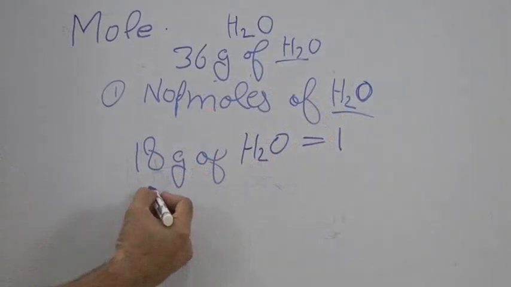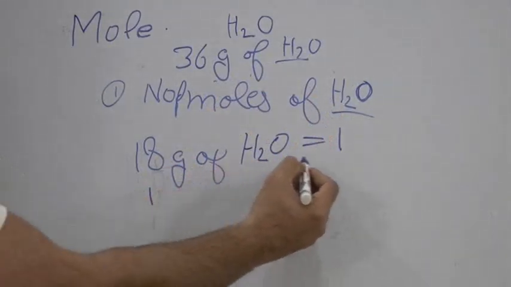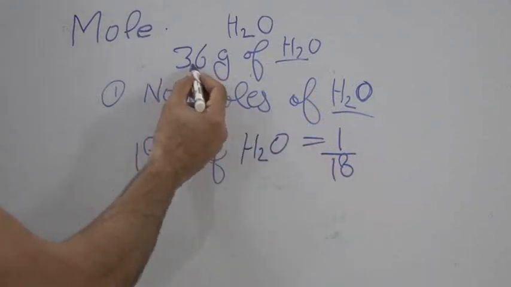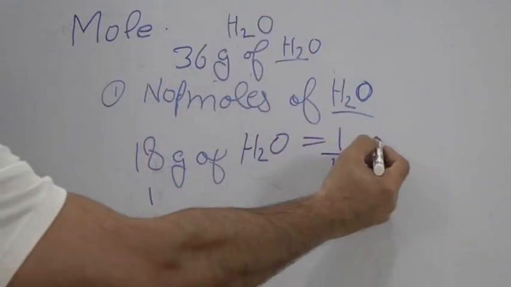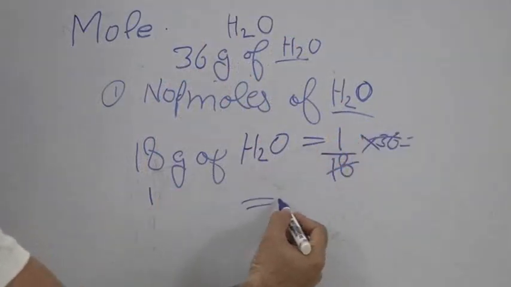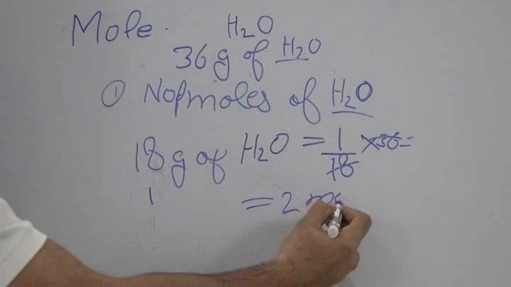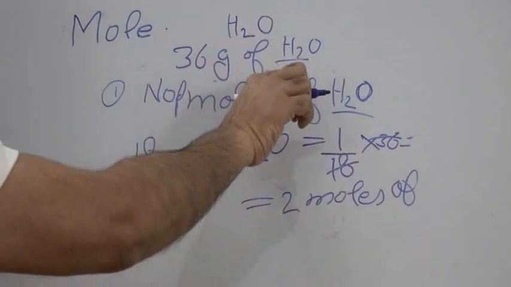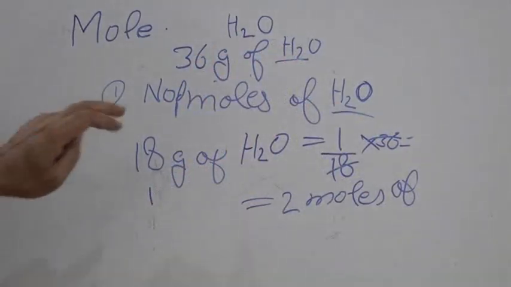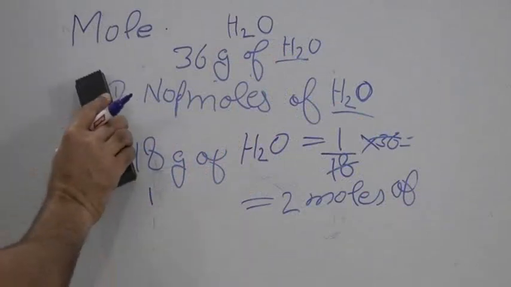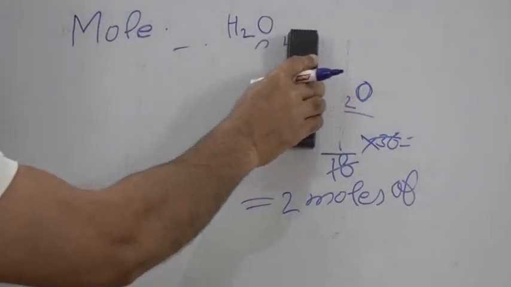has how many moles of H2O molecules? 1. And 1 gram would have how much? 1 upon 18. And what we have to find is 36, so 36 into 1 upon 18. 2 moles of H2O is there in 36 gram of water. Is that simple? Let us further go ahead.